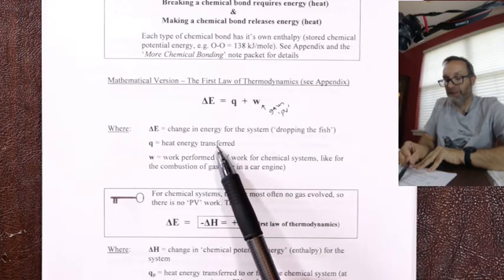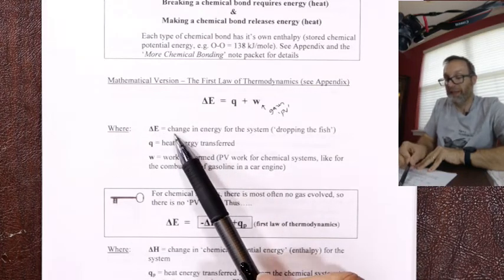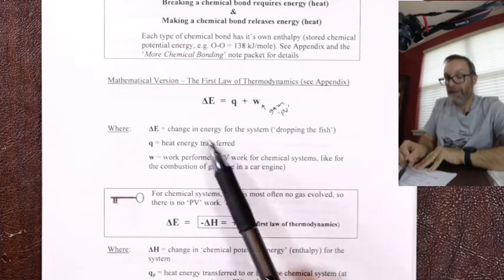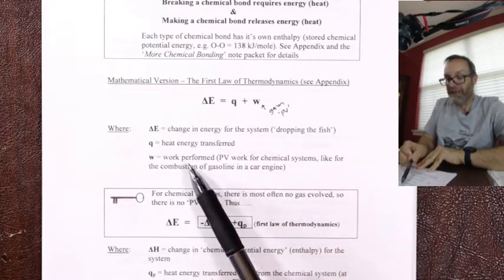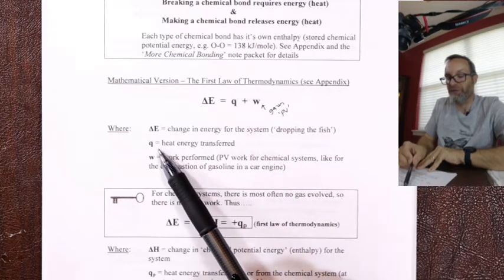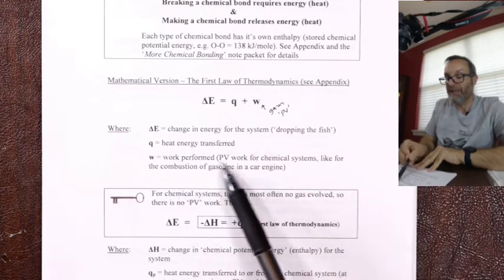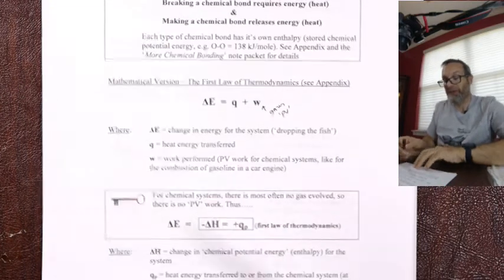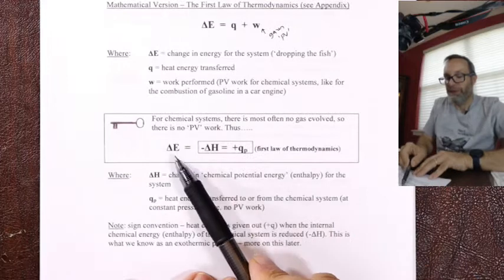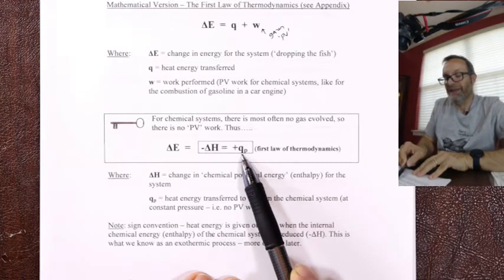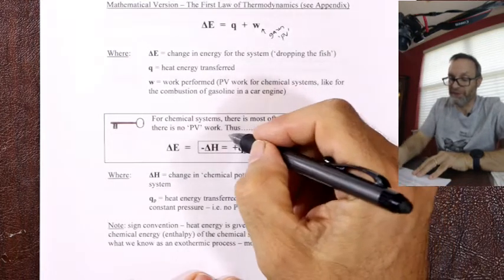So there's energy transferred from reactants to products: the energy change, the heat that comes out or goes in, the energy total, and then the work. So the energy change from reactants to products is a combination of heat and work. For chemical systems, as we mentioned, usually we don't make gases, so it simplifies. We don't use E in chemistry, we use H. So the stored potential energy comes out as heat. That's the first law of thermodynamics.